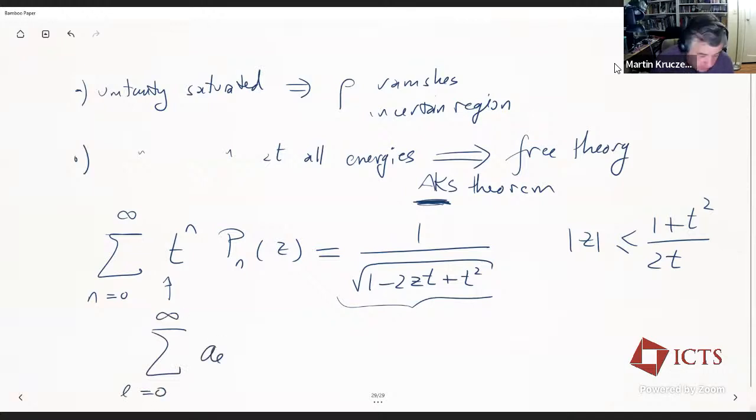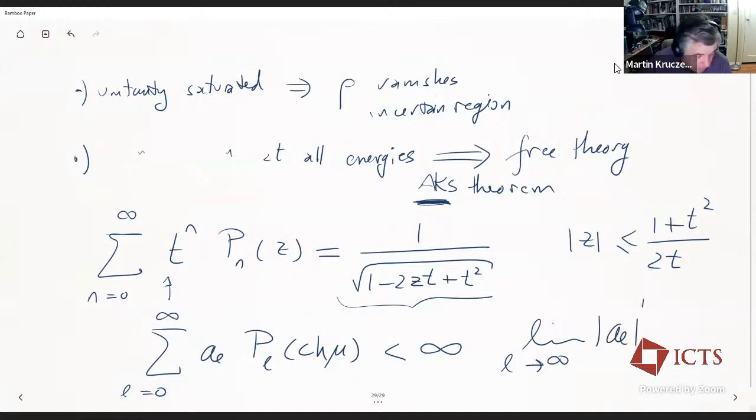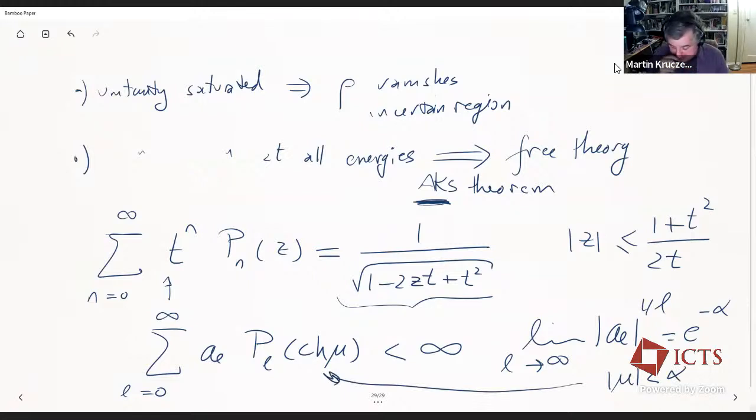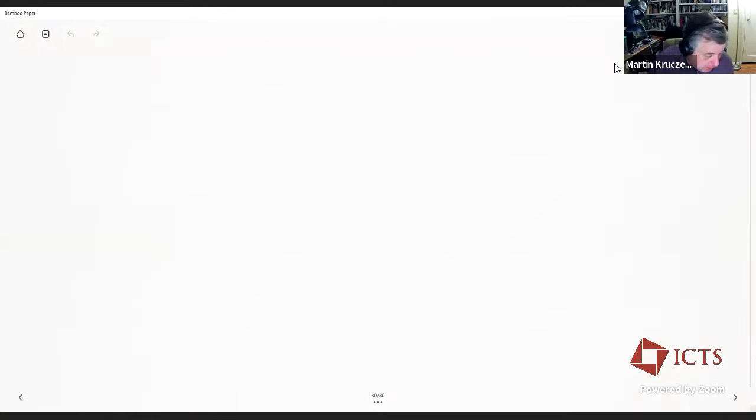If I sum some coefficients A_L with some Legendre polynomial P_L(cos mu), and this is finite, less than infinity, so the series converges, then the limit when L goes to infinity of the modulus of A_L to the 1 over L is e^(-alpha), where the modulus of mu is less than alpha, where mu is this thing. So you can derive everything from this formula here. And this is the thing I want to apply to prove these things I was saying in the context of the Mandelstam representation, where things are easier. Okay, so then we have this other formula that the scattering amplitude is this.